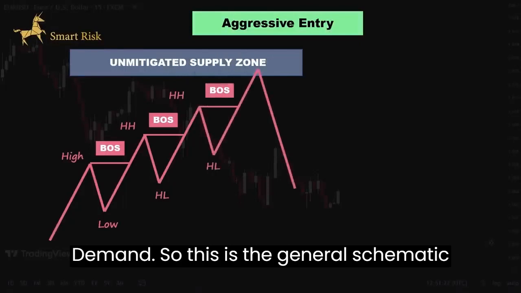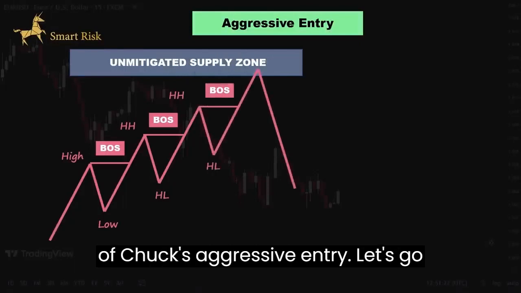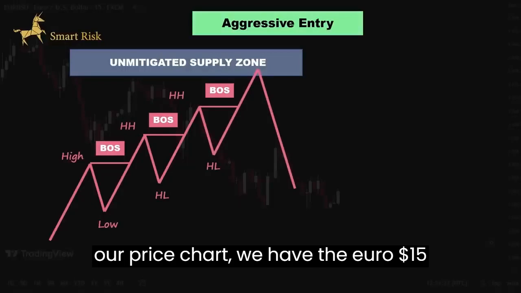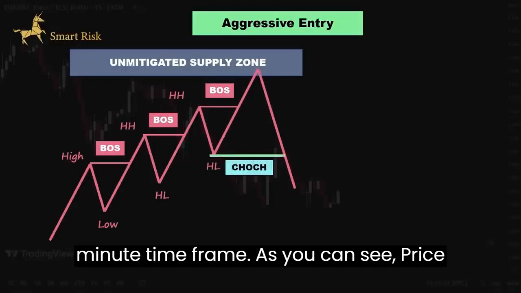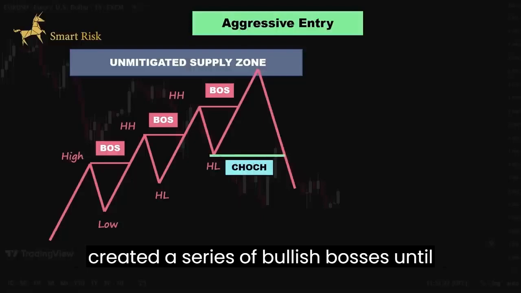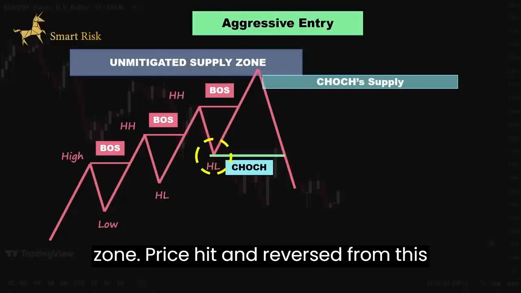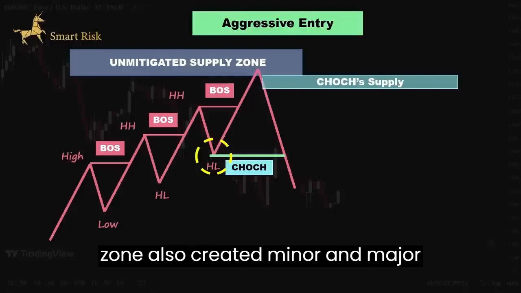So this is the general schematic of Chalk's aggressive entry. Let's go ahead and see a real example. So here on our price chart, we have the Euro Dollar 15 minute time frame. As you can see, price created a series of bullish BOSs until it reached the higher time frame supply zone. Price hit and reversed from this zone, also created minor and major CHoCHs.